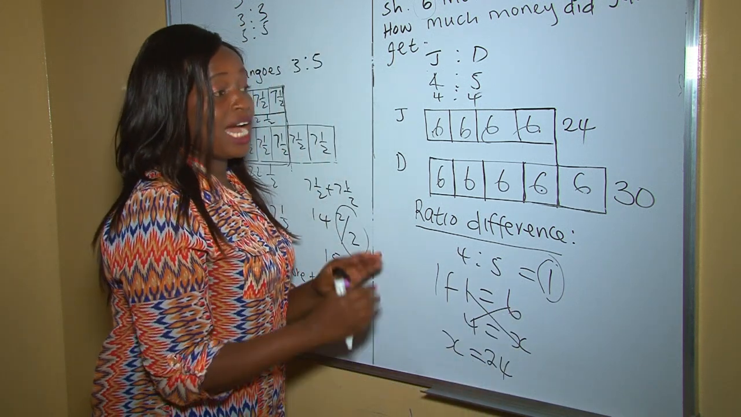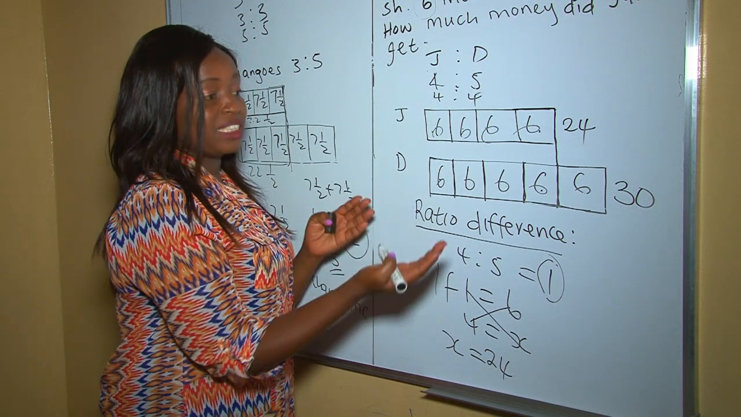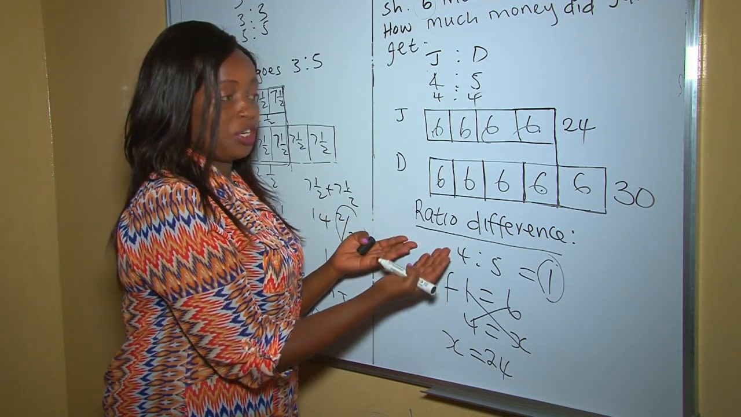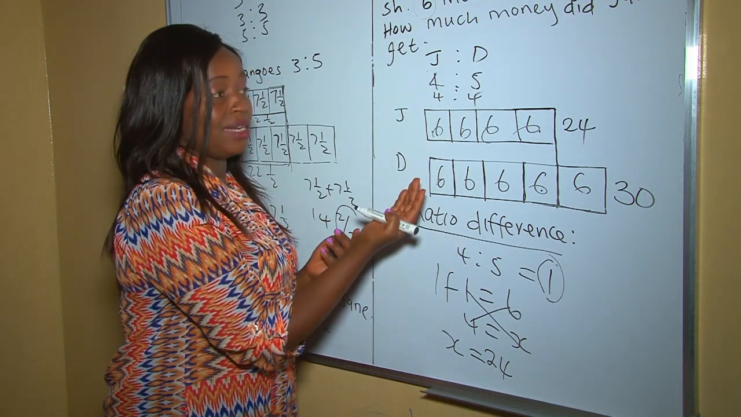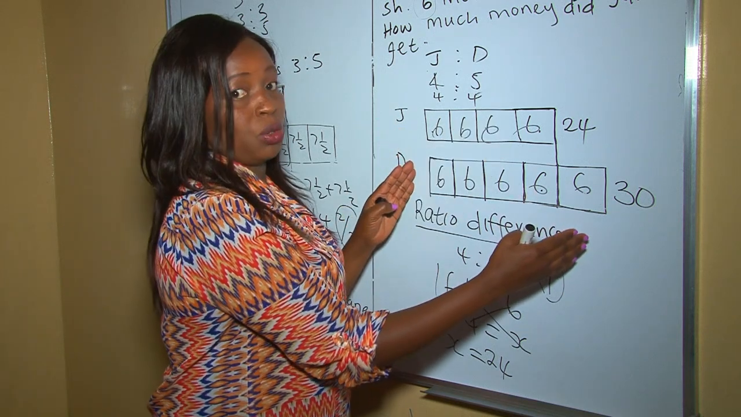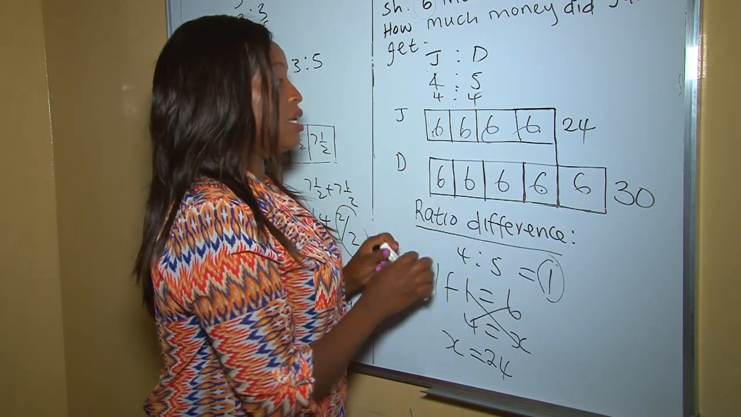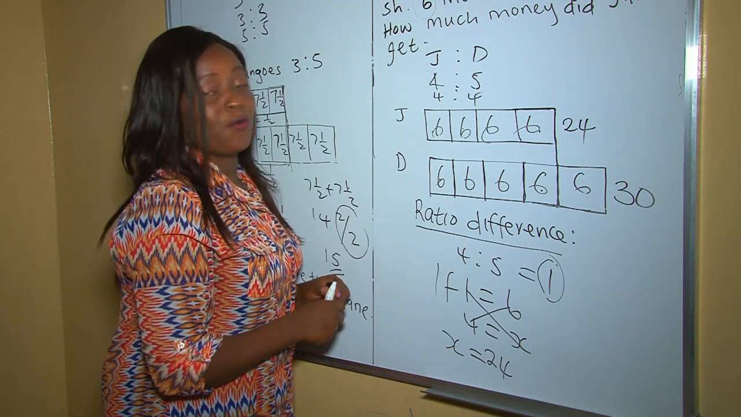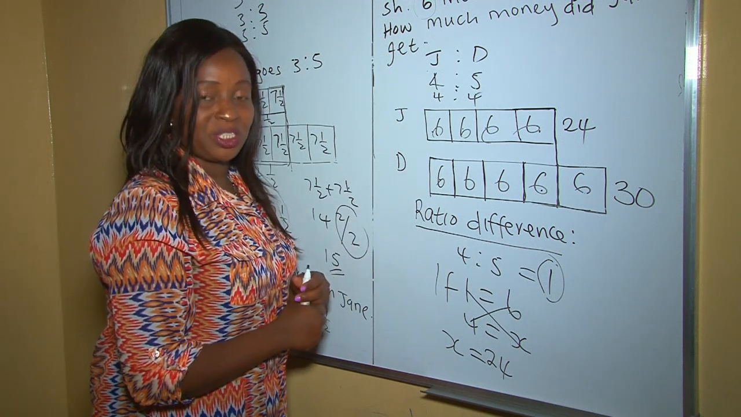And therefore, you can see, using that approach of ratio difference, we are still getting the same answer, like when you use these blocks or diagrams to represent. So James got 24, and already we have answered our question.